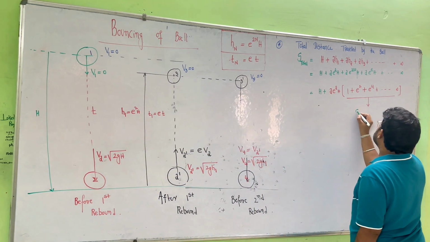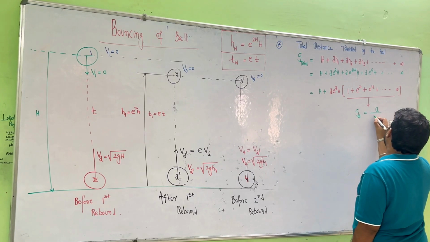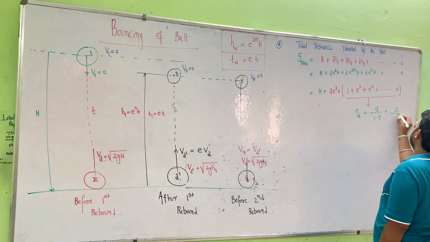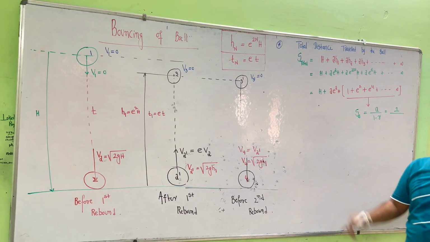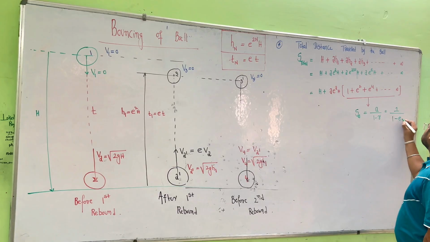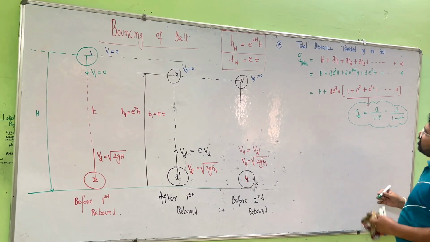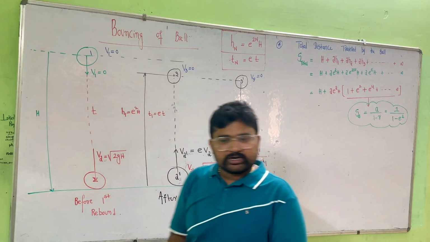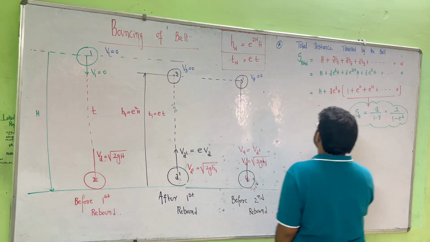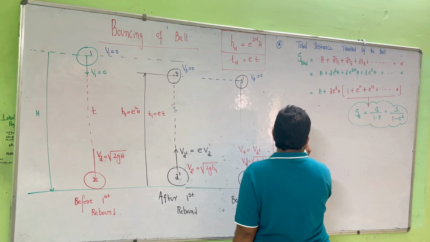Infinite GP. Sum to infinity equal to how much? A by 1 minus r. A equal to first term. R is the common ratio, that is e square. So, 1 minus e square. This is the algebraic sum of the total terms in infinite GP.